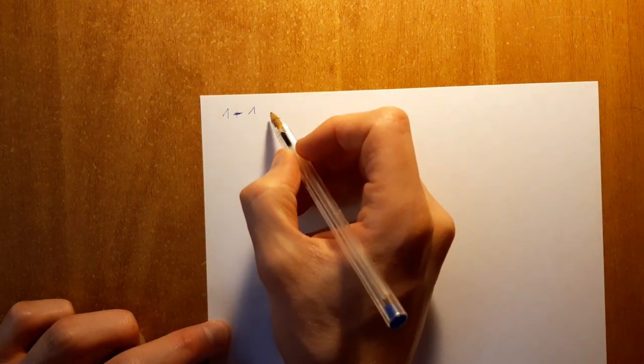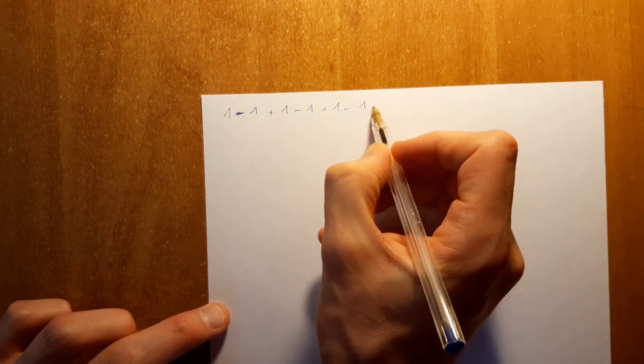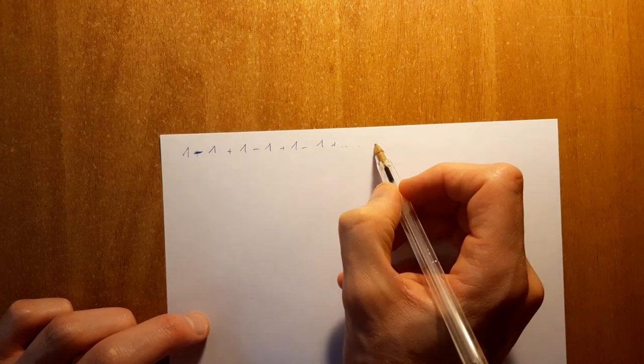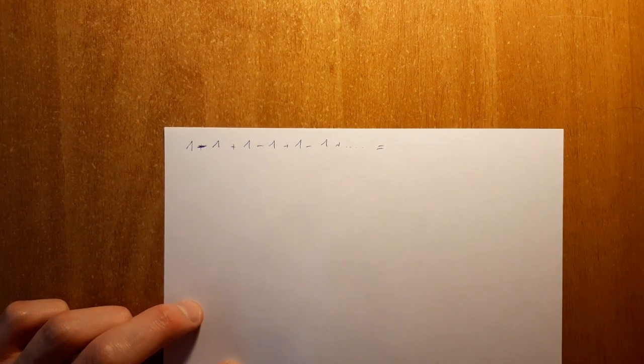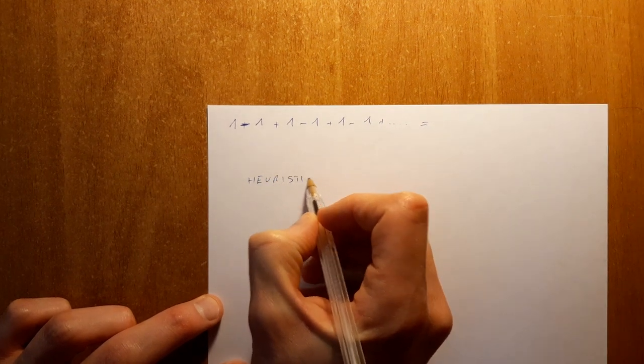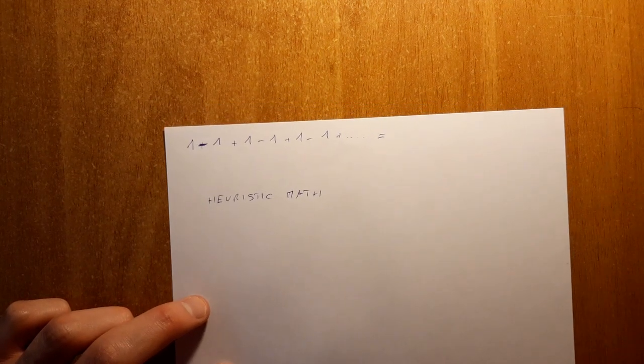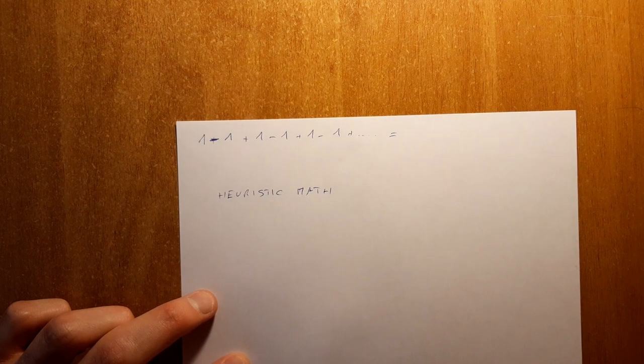We will cover the series 1 minus 1 plus 1 minus 1, which gives, quote, 1 over 2, 0.5, a half. Okay, here we are, and we're going to talk about 1 minus 1 plus 1 minus 1 plus 1 minus 1, and so on. What does it give? We are in heuristic mathematics. So this is not actually mathematics.